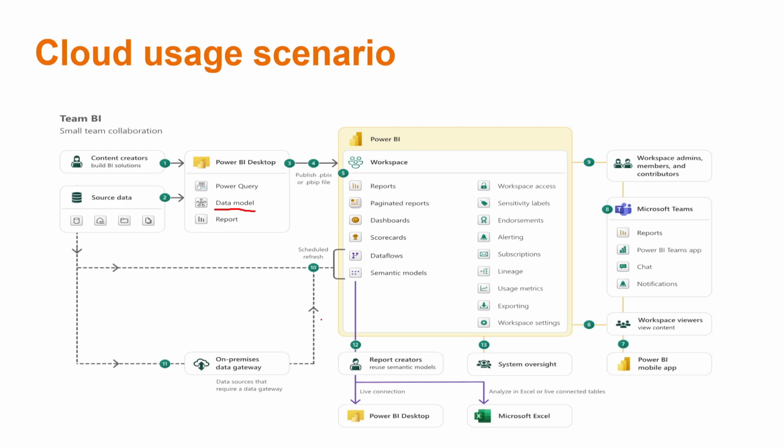Then report creators, whatever semantic data models they publish, right? Other report creators can make use of both these dataflows and semantic models. They can then generate their own reports using live connection. And we can analyze the data sets using Microsoft Excel as well. Then we need to oversee the entire tenant here, how the users are accessing the data and metrics of the entire system as well. So at a high level, this is how the cloud usage scenario works. Right. Hopefully you understood the difference between on-prem and cloud deployment models and their usage scenarios as well. That's it for this video. Thanks for watching.